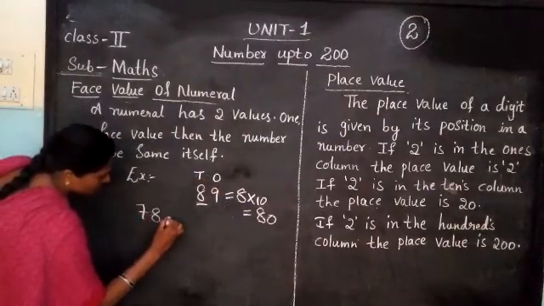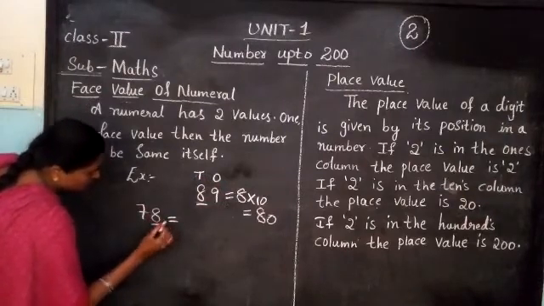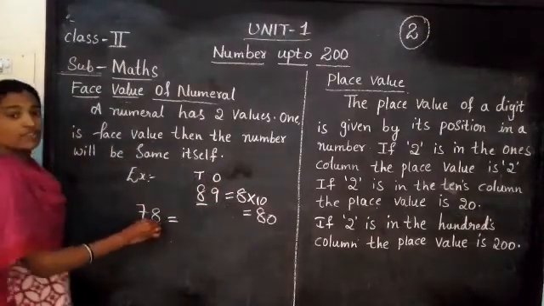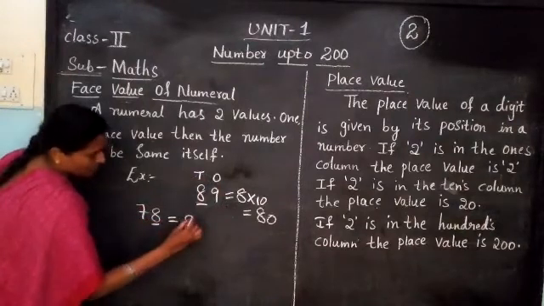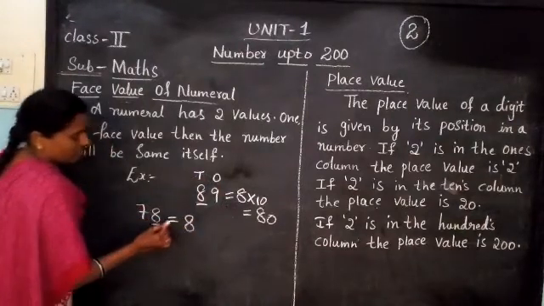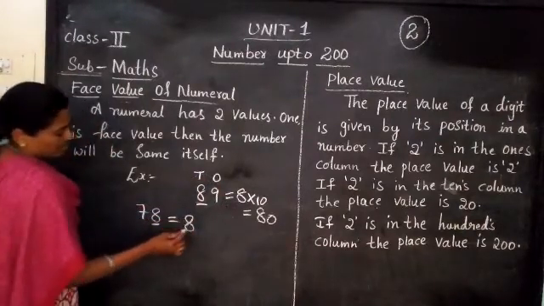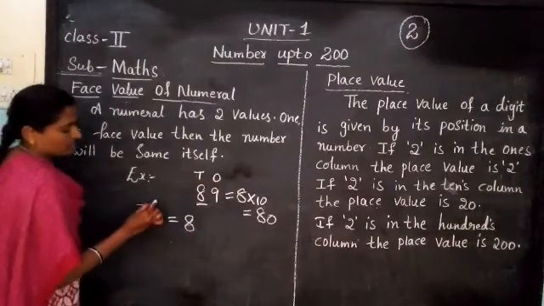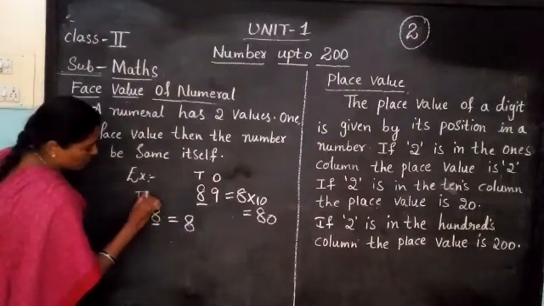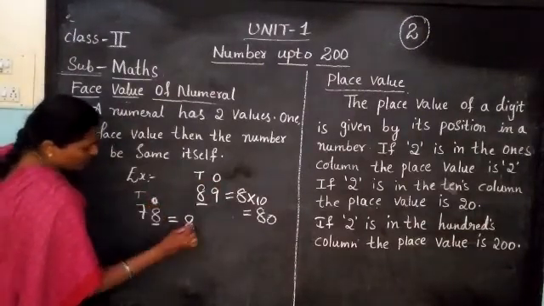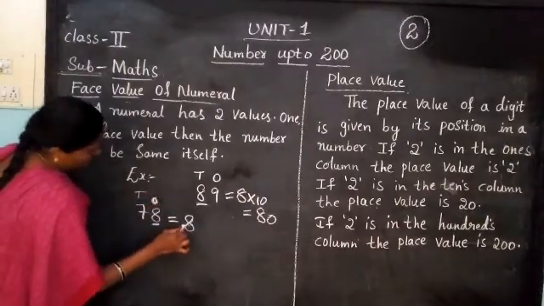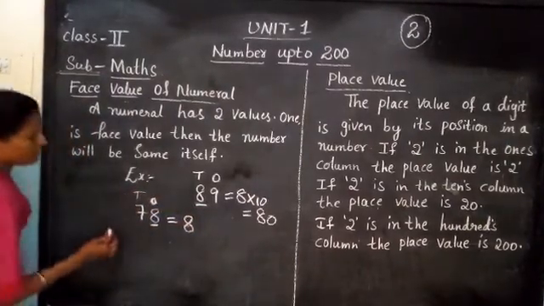78. The underlined number here is 8. The same value will be written, and the value will be 8 only. No need to write the ones and tens column, no need to write 80. The same value will come, 8 only. I will explain another example.